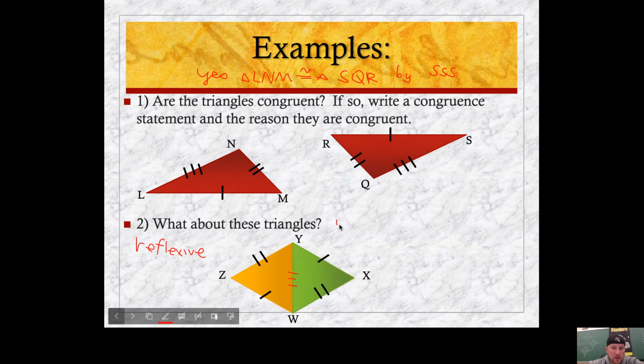So are these triangles congruent? Yes. Let's write a congruent statement. We'll call this triangle ZYW. It's going to be congruent to the green triangle. Just watch your order. Notice how Z is in between 1 mark and 2 marks. So is X. Y on the yellow triangle is in between 2 marks and 3 marks. So is W. W on the yellow triangle is in between 1 mark and 3 marks.